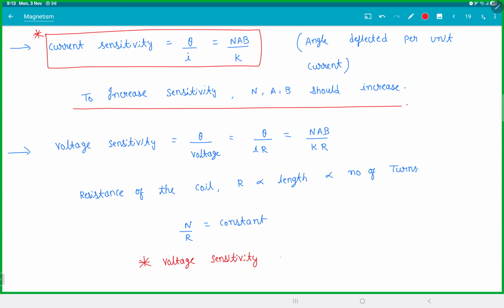So voltage sensitivity is, imagine if I apply 1 volt across the galvanometer and it deflects 1 degree. In the second case, let's say I made the number of turns double. Earlier, 1 ampere gave you 1 degree, 1 volt gave you 1 degree. If I double the number of turns, 2 amperes will give you 2 degrees, or 1 ampere will give you 2 degrees. 1 volt will still give you 1 degree. Get the catch?